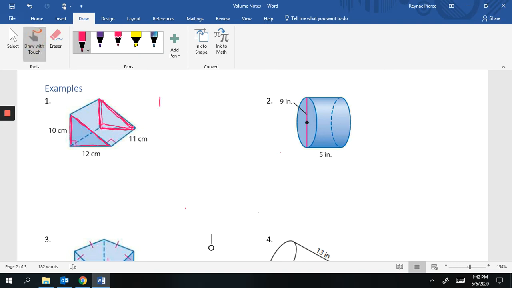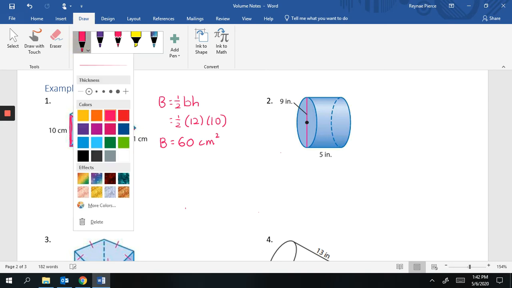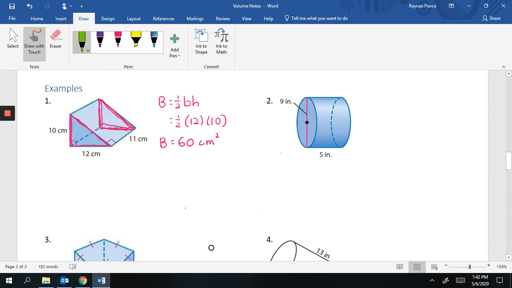To find the area of a triangle, we use 1/2 base times height. The base and height of the triangle are 12 and 10, so the area of our base is 60 square centimeters. Now when we go to look at the height, we need to ask ourselves, how far apart are those two triangular bases? In this instance, they are 11 centimeters apart.